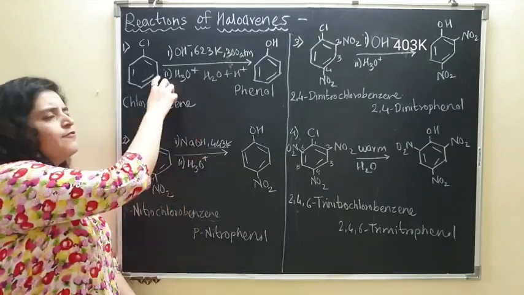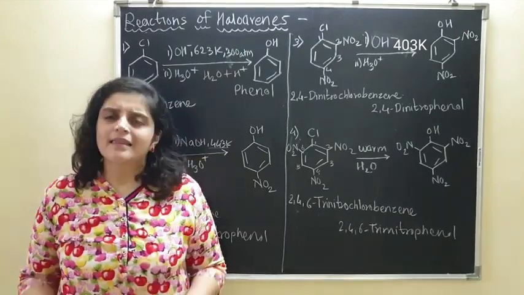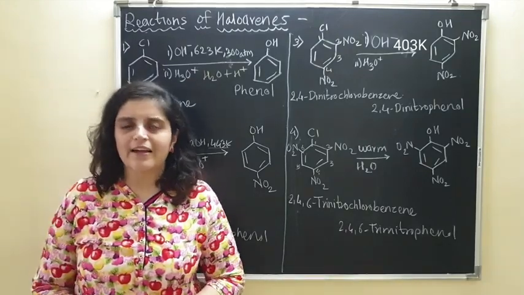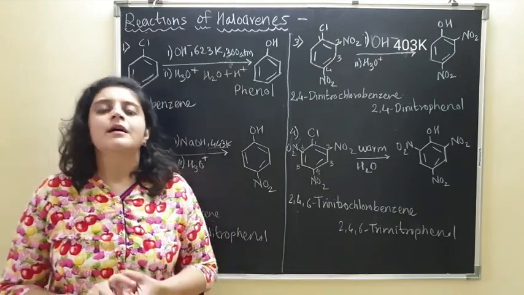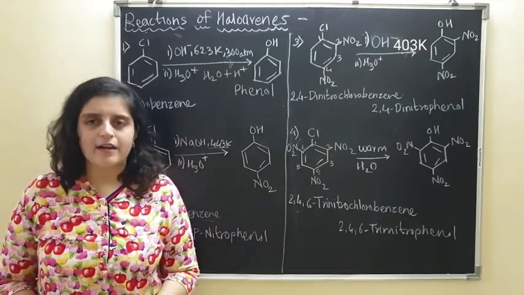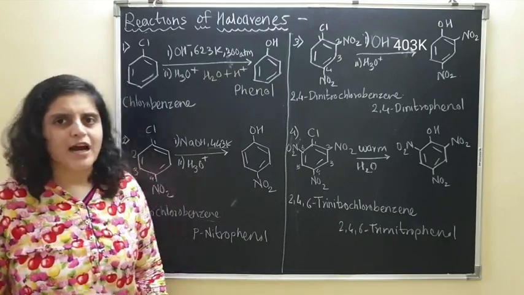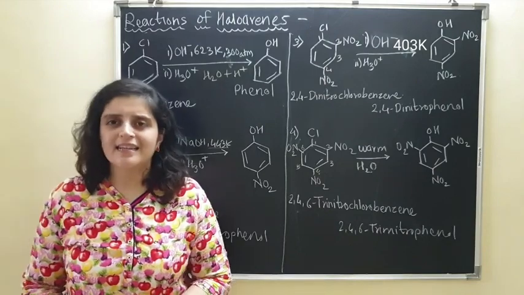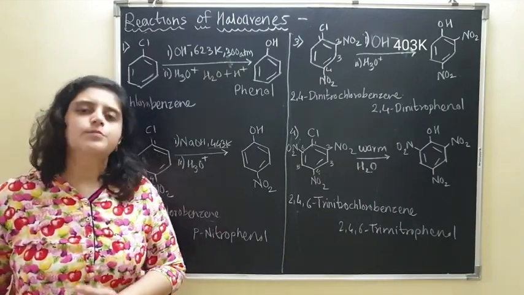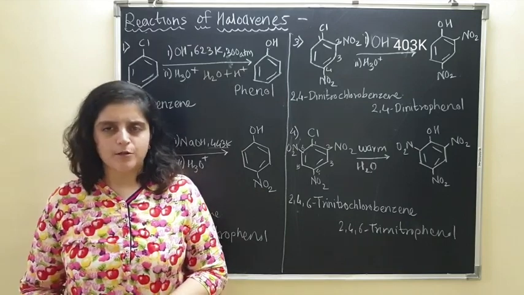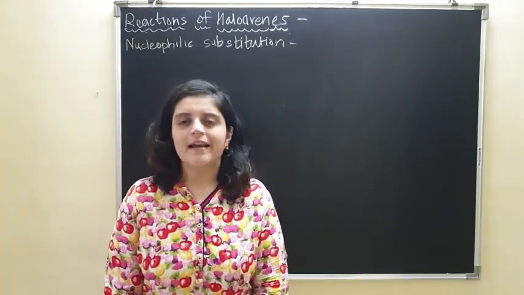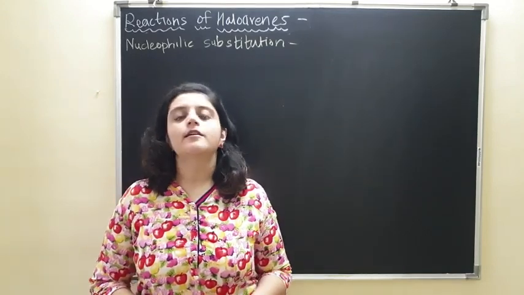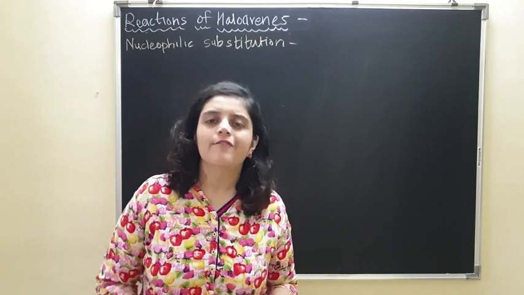No, because if it is present at the meta position, then it is not going to affect at all. In the resonance structures that we studied in the previous video, there was no negative charge located on the meta position. The negative charge was located only at the ortho and para positions. Therefore it is necessary that these electron withdrawing groups be present at the ortho and para positions. Now let us understand why it is important for the electron withdrawing group to be present only at the ortho and para positions, with one example.